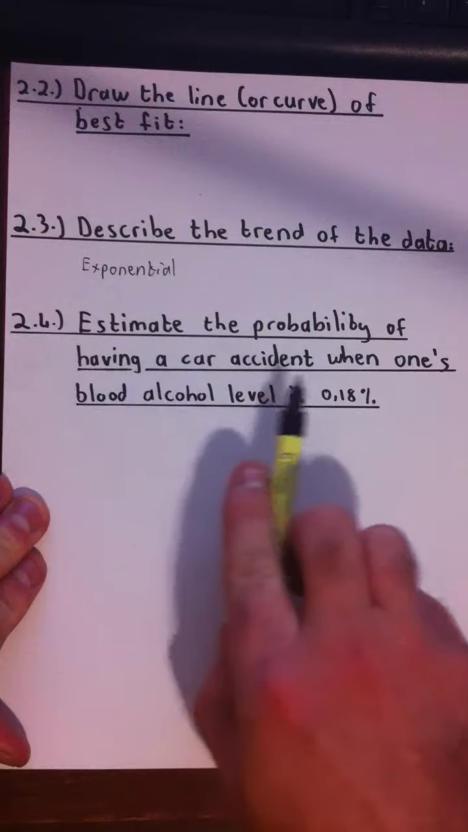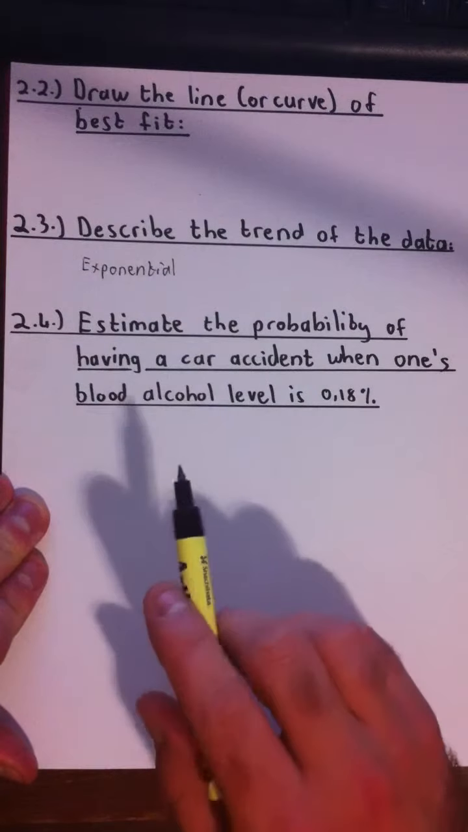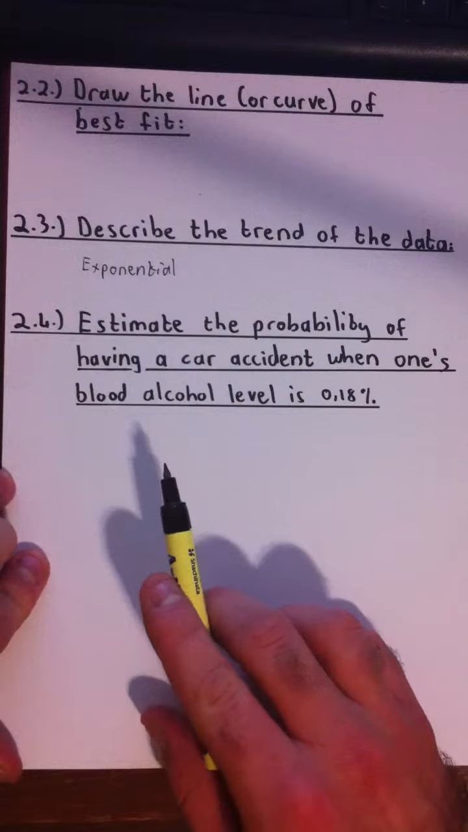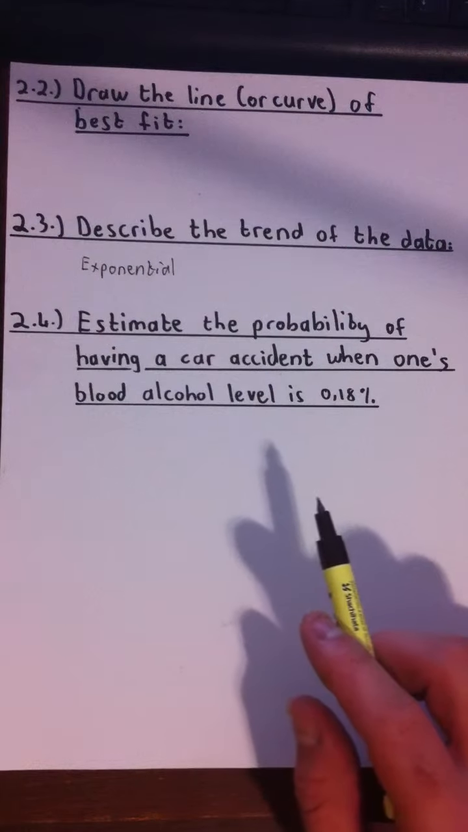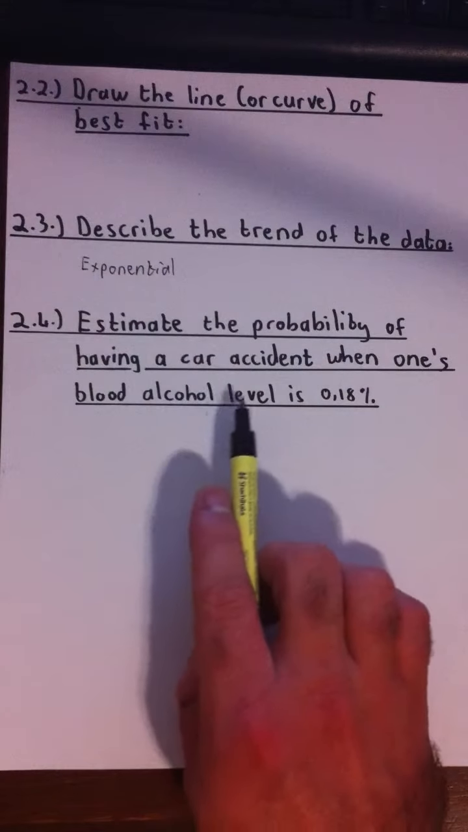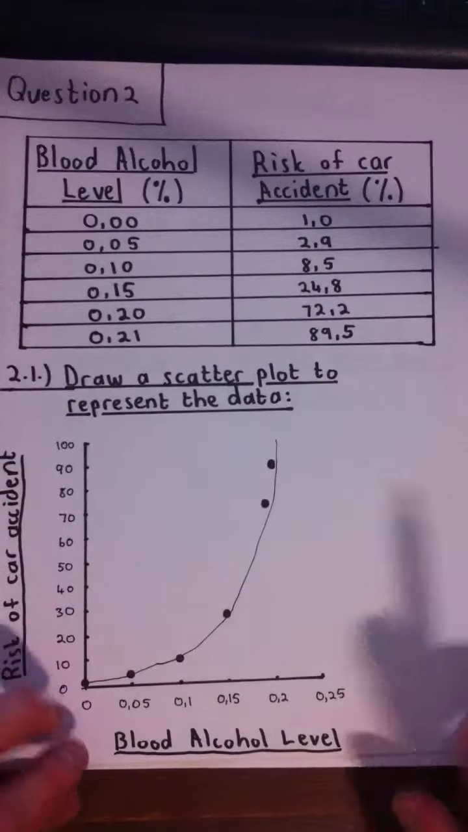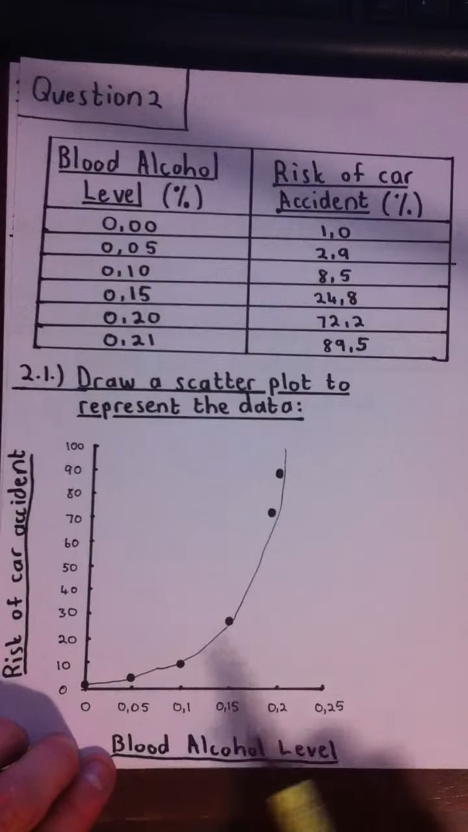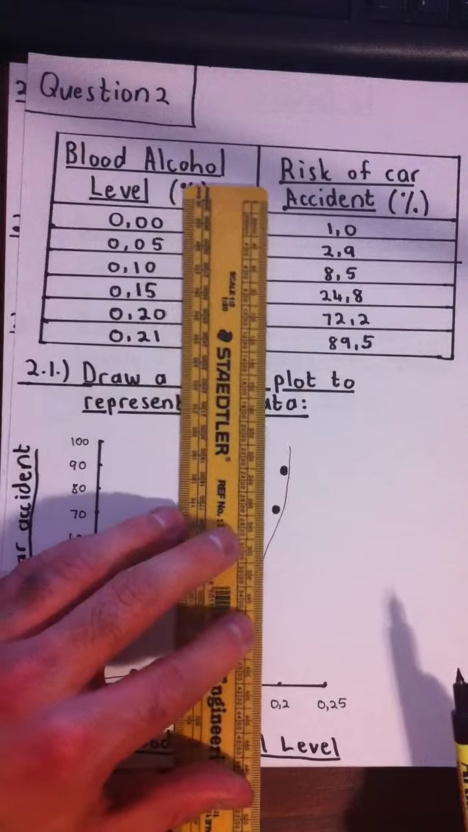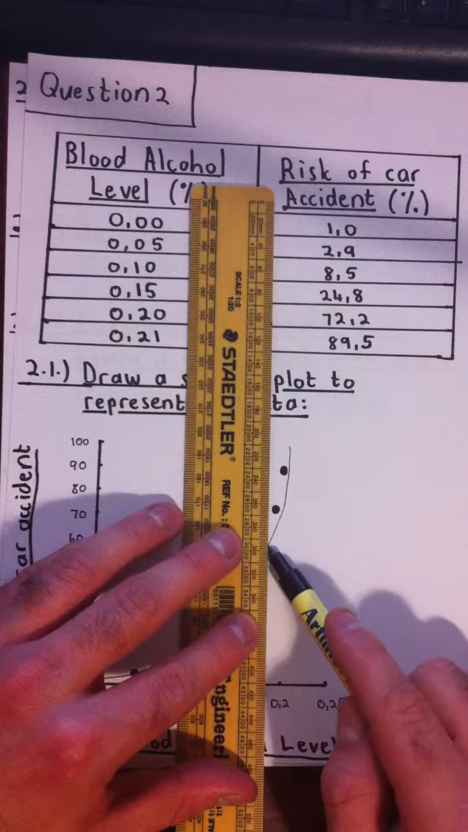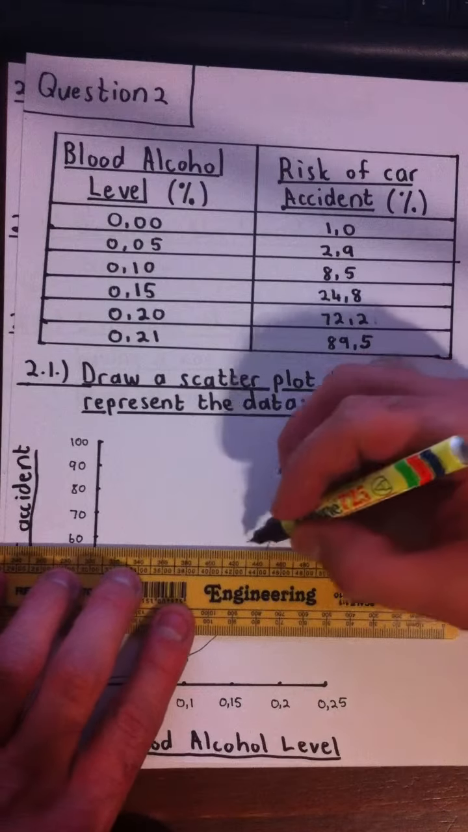2.4. Estimate the probability of having a car accident when one's blood alcohol level is 0.18%. And the legal limit we know is 0.05. So if you have that, you're 3 times over the limit. Okay, so blood alcohol level, we look for 0.18. That should be around here. Let's take 0.18 round about there, and then we see what happens when we connect to this side.